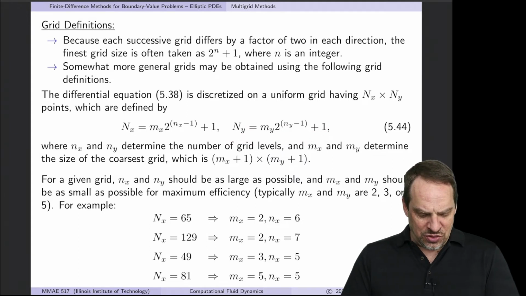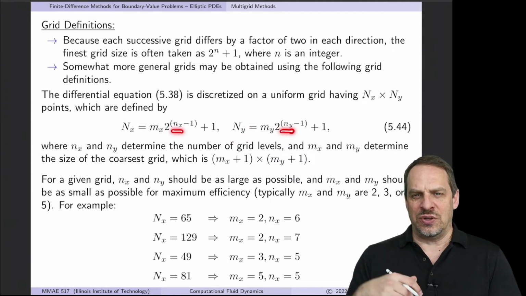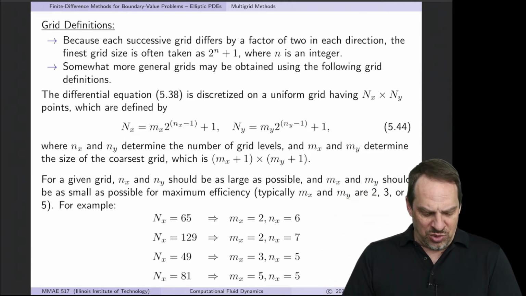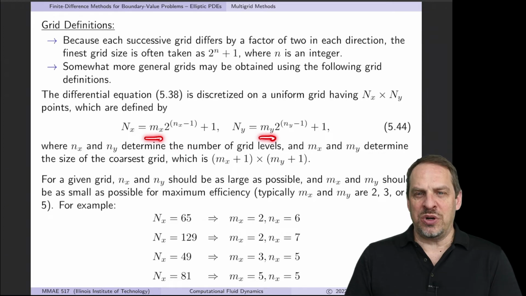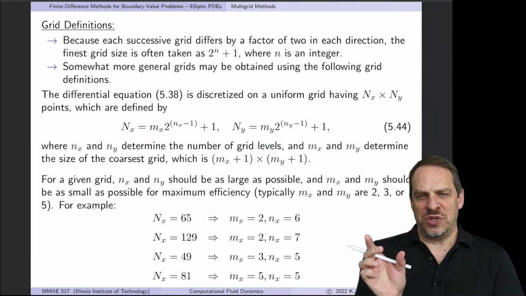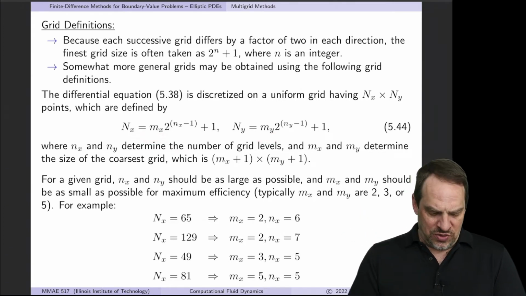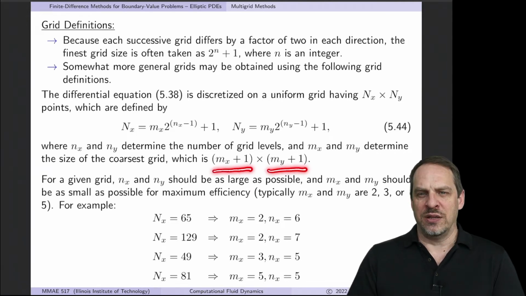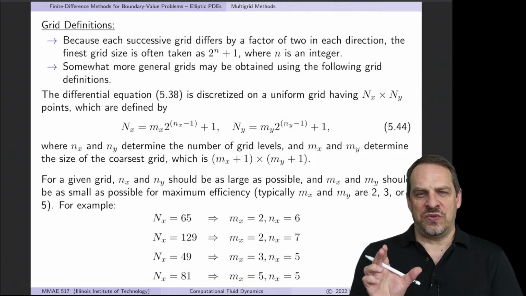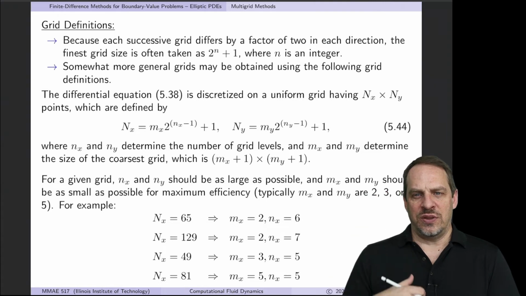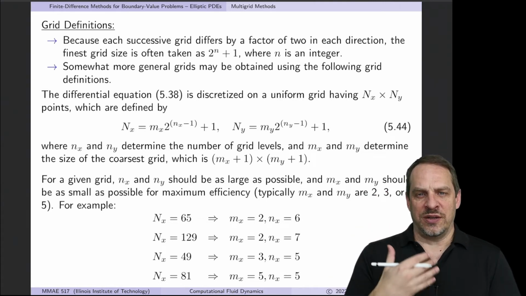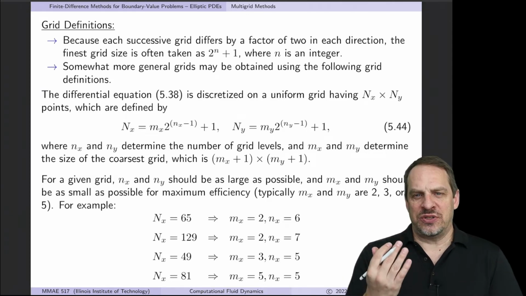So what we would like to do is have the n's as large as possible, because that determines the number of grid levels. And we would like to have the m's as small as possible, because that determines the coarsest of the grids. The coarsest grid will be mx plus 1 by my plus 1. We'd like that to have as few points as possible in order to maximize the number of grid levels and therefore get the most efficiency gains, the most acceleration of our underlying relaxation technique. Let's look at some examples.